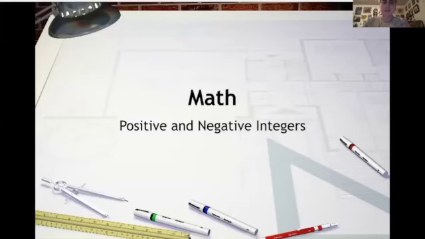We are going to be going over positive and negative integers. Before we start, I want everybody to take out a sheet of paper and pencil. You can use a pen as well, because we are going to be taking notes as well as doing some examples.